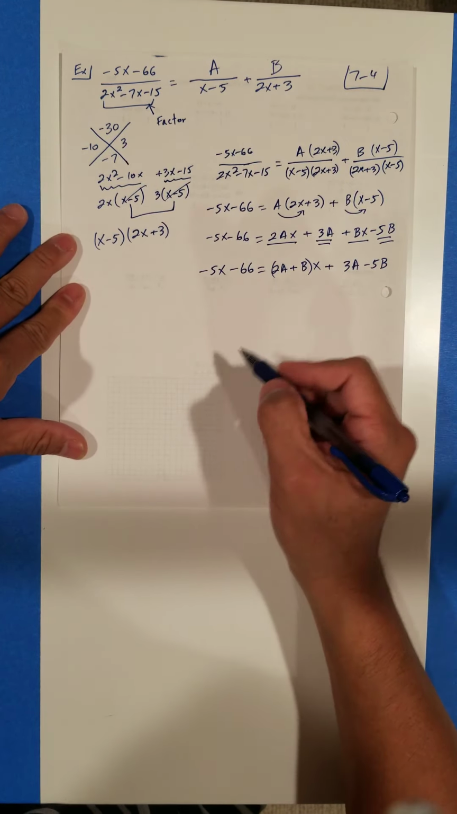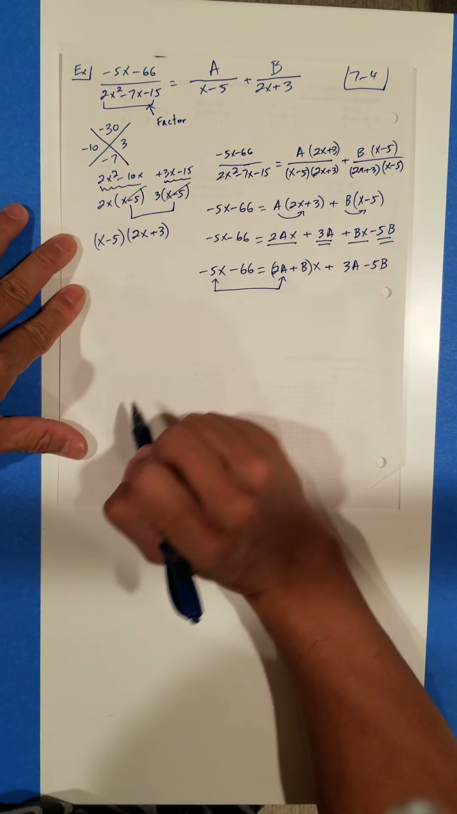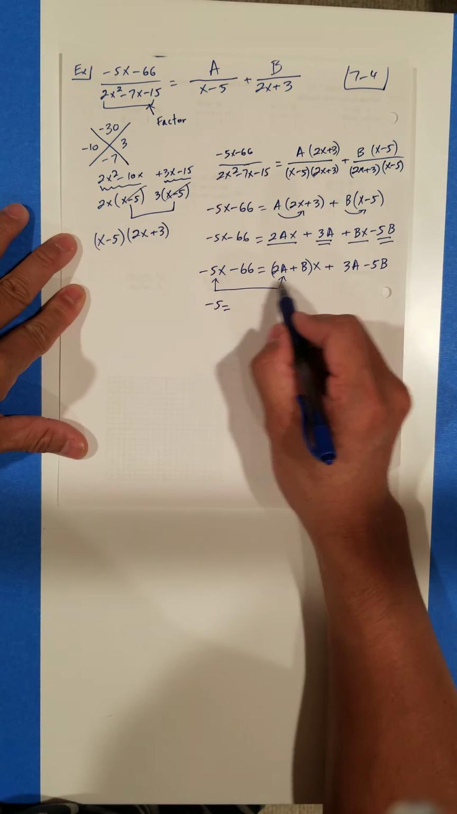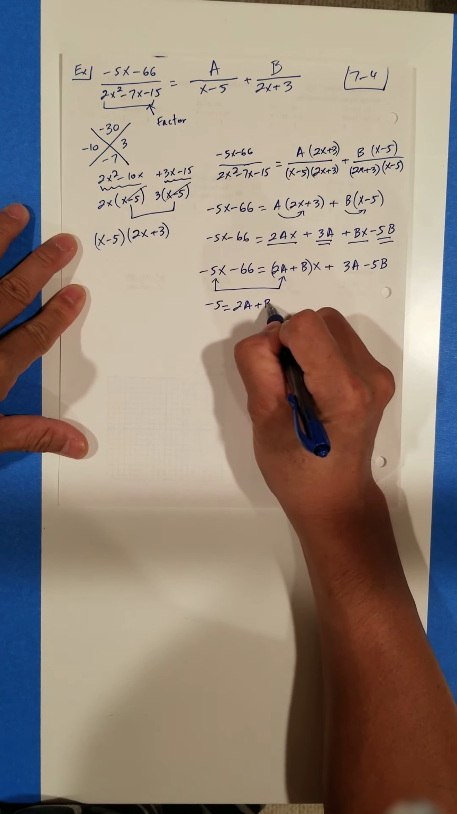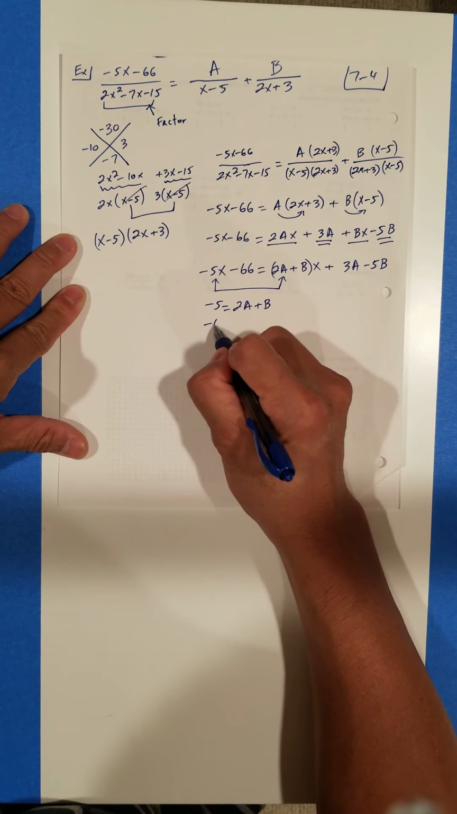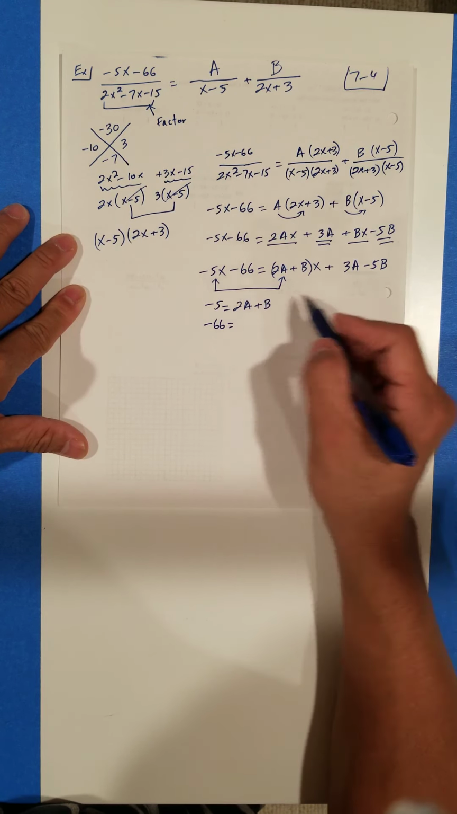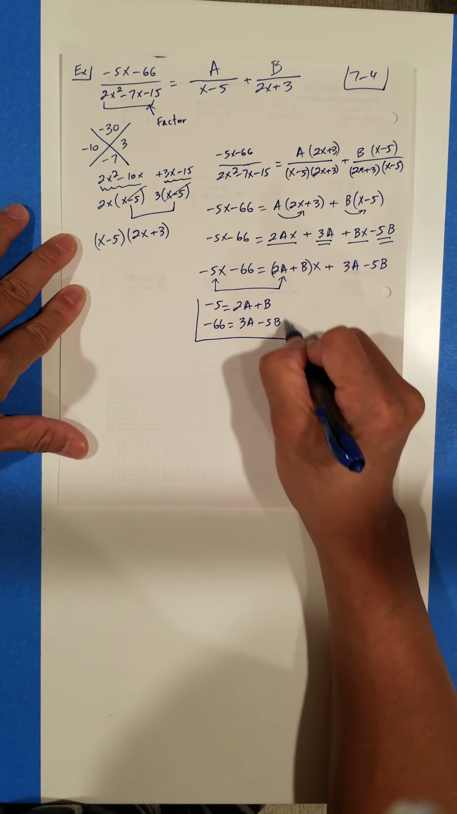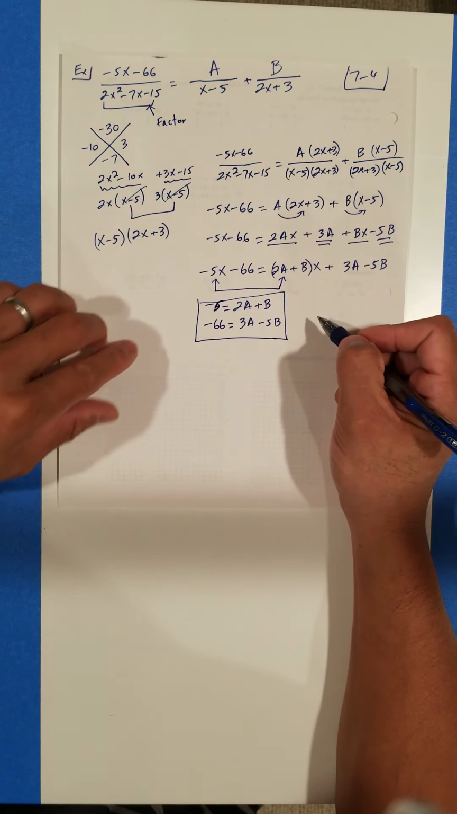So what that tells us is we played the matching game right here. These two must equal. So negative 5x must equal this term over here, x. So negative 5 must equal 2a plus b. My constant is negative 66. It doesn't have an x. These two terms don't have an x. So negative 66 must equal these two, 3a minus 5b. So now what I did is I have a system of equations, and I need to try to solve this.